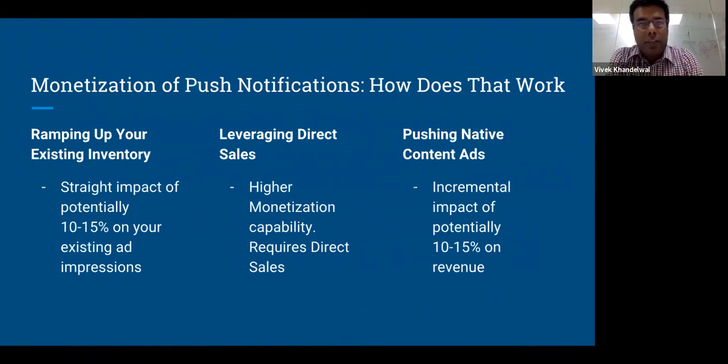Second is where you leverage your direct sales and place push notifications as an inventory format while you are out there selling brand solutions. Obviously, this gives you far higher monetization capability, but it does require you to have a direct sales team. This is possible only for publishers who operate at a specific scale and who can actually command a premium in the market as well.